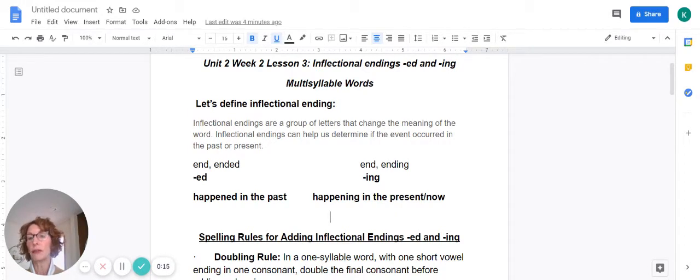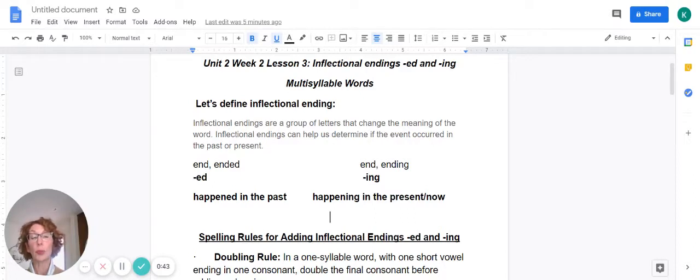Again, let's define inflectional ending. Inflectional endings are a group of letters that change the meaning of the word. Inflectional endings can help us determine if the event occurred in the past or present. Looking at the root or base word end, we've added the inflectional ending ed, and this changes the meaning of the word to something that ended in the past, meaning it happened in the past.